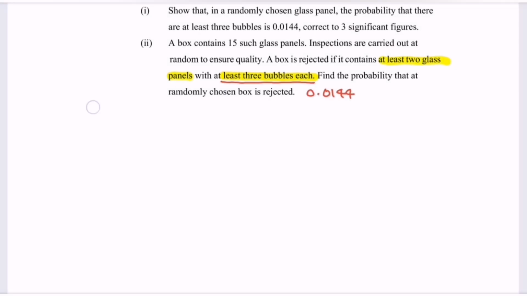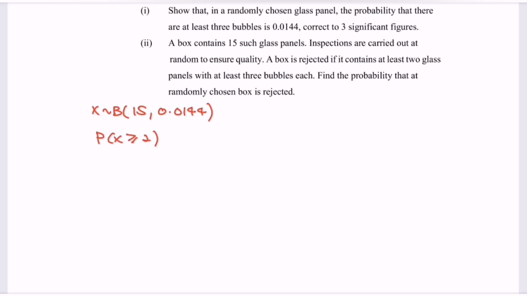So here we have the title. X is binomially distributed. We have 15 and 0.0144, that is the probability. By referring to the question, they mention at least 2 glass panels. So the probability is that X must be greater than or equal to 2. Kindly refer to the question. Here they mention that we have n equals 15 and p equals 0.0144. Notice that this kind of question cannot be solved by using the statistical table because p is 0.0144.